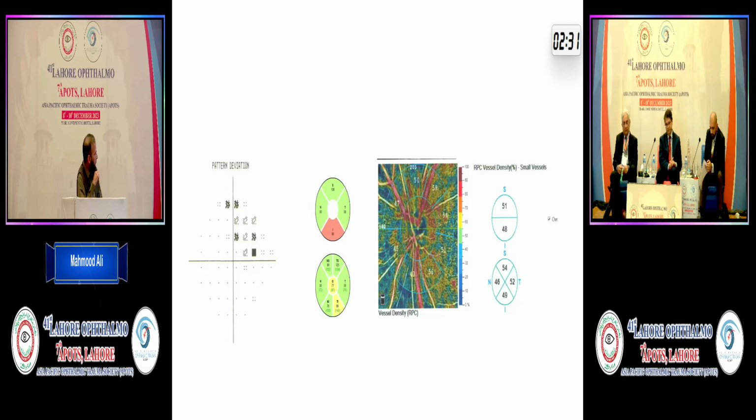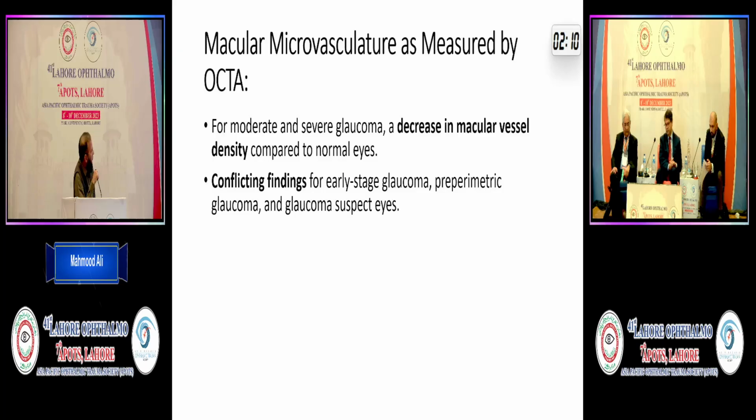So this is a case in which the RNFL shows inferior quadrant thinning, and there is a superior hemifield decrease in sensitivity, and we can see that correspondingly there are changes in the superficial vascular density, peripapillary. And the next question is, what about the macular microvasculature?